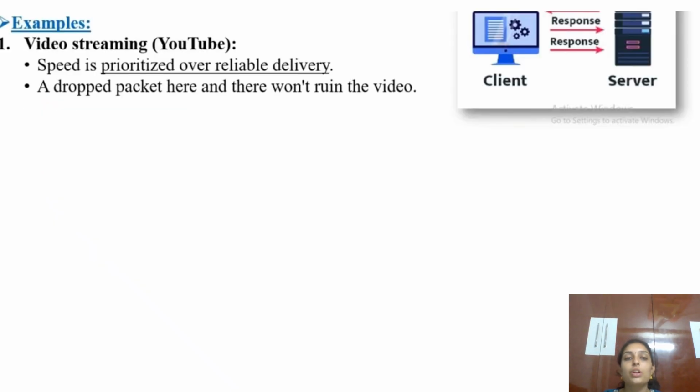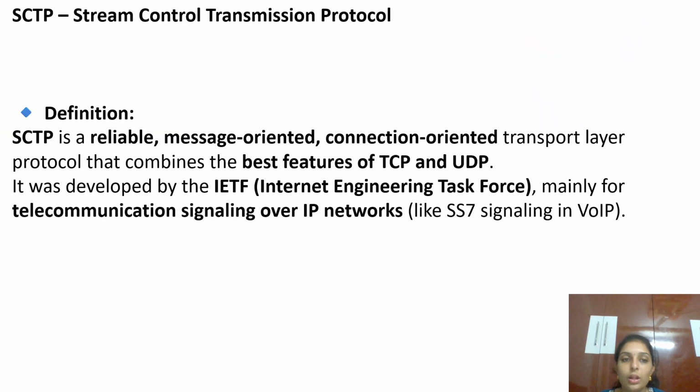The next example is video streaming. Next, the third protocol is SCTP. The full form is Stream Control Transmission Protocol. It is a reliable, message-oriented, connection-oriented transport layer protocol that combines the best features of TCP and UDP. So it is a combination of TCP and UDP that is reliable, message-oriented, and connection-oriented.